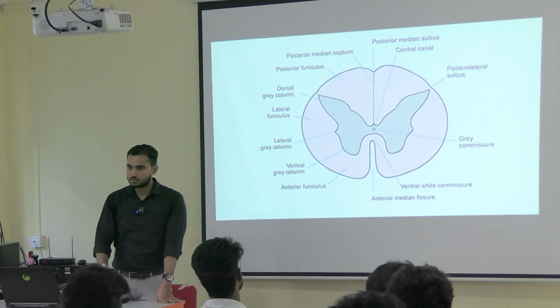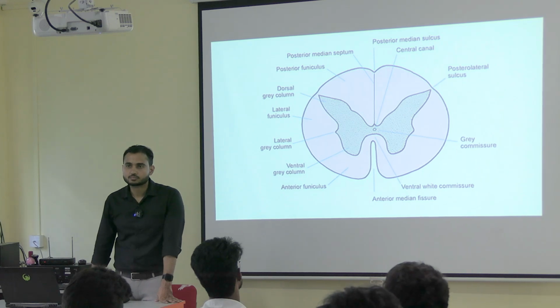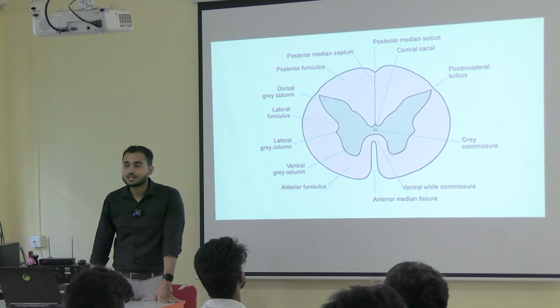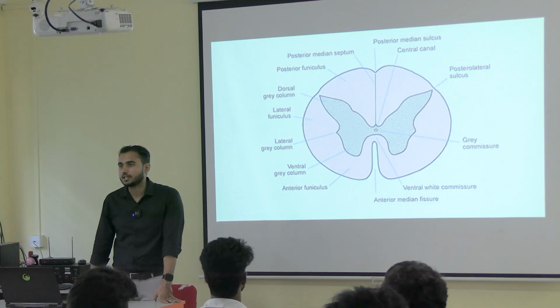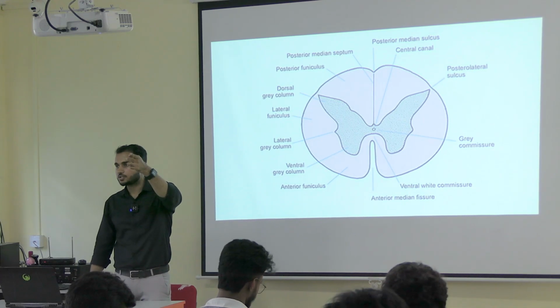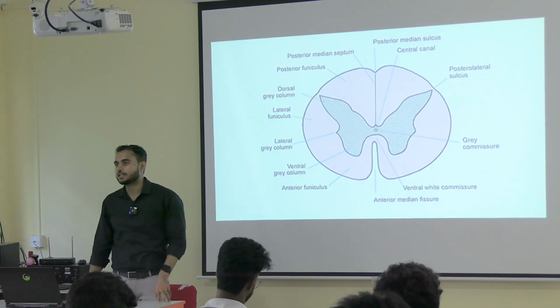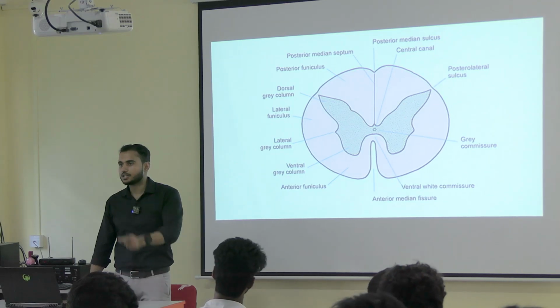Throughout the length of the spinal cord, the central canal is present. ठीक है? उससे क्या होता है? CSF is passing through the central canal. Okay? CSF production कहाँ पे होता है? At the ventricles. From ventricles, it has to go into the spinal cord. How it will go? Through the central canal.